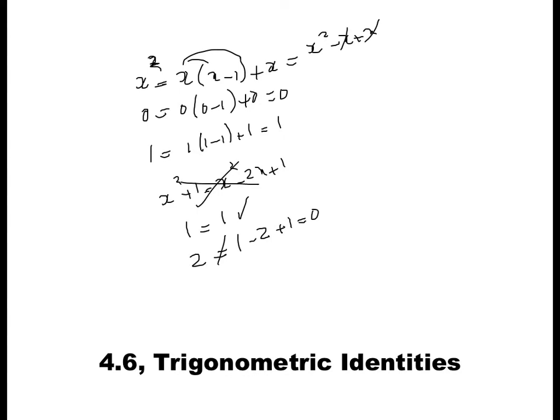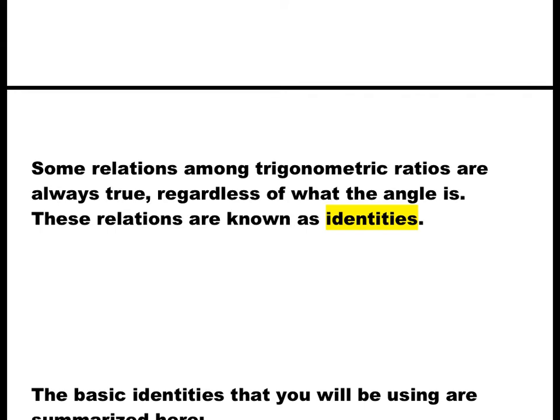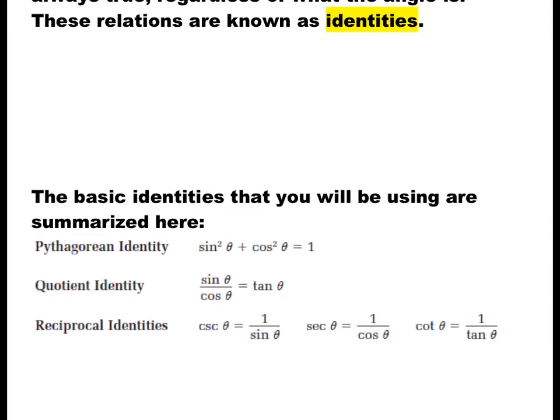In trig, we call an identity an expression that is true no matter what the angle is. Now, there are some basic identities that we can assume are always true. For instance, the first one is the Pythagorean identity, which says sine squared theta plus cos squared theta is equal to 1. This means that for any theta, this identity is always true.